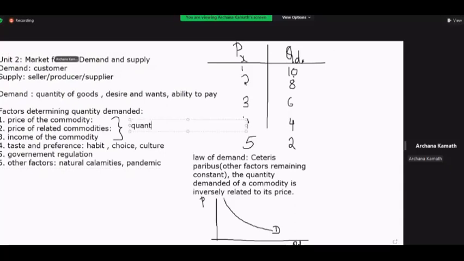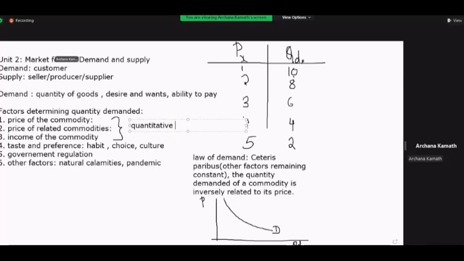You can measure the change in demand with the help of quantitative analysis. The other three factors, taste, preferences, government and other factors, are generally qualitative and subjective in nature. They change from period to period, from situation to situation, and from consumer to consumer. So factors 4, 5, and 6 are qualitative and subjective. The first three are quantitative.